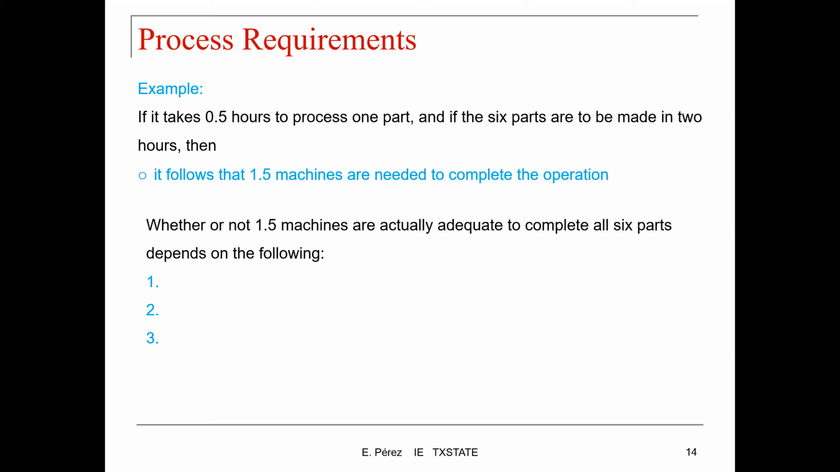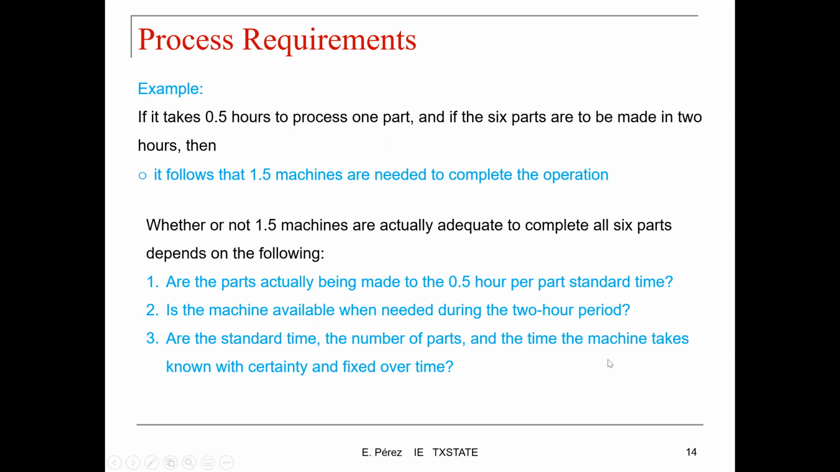Whether or not 1.5 machines are actually adequate to complete all 6 parts depends on the following. Are the parts actually being made to the 0.5 hour per part standard time? Is the machine available when needed during the 2-hour period? Are the standard time, the number of parts, and the time the machine takes known with certainty and fixed over time, or does it change? So all that information is important in order to make that final conclusion.